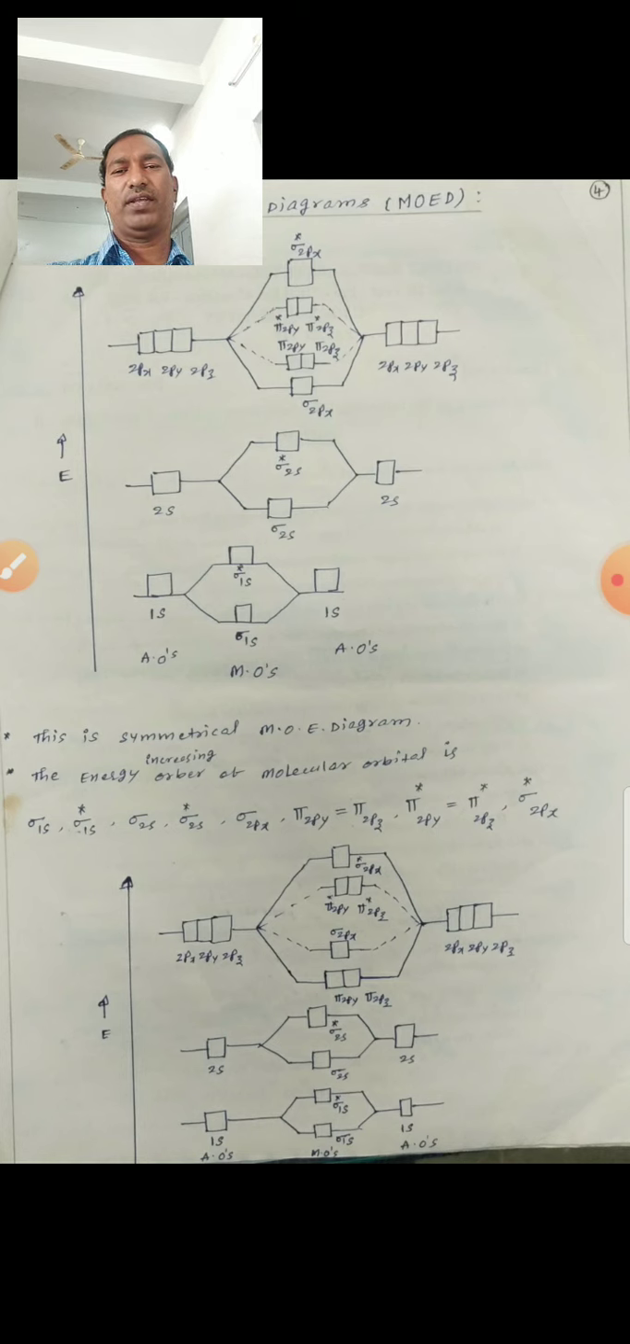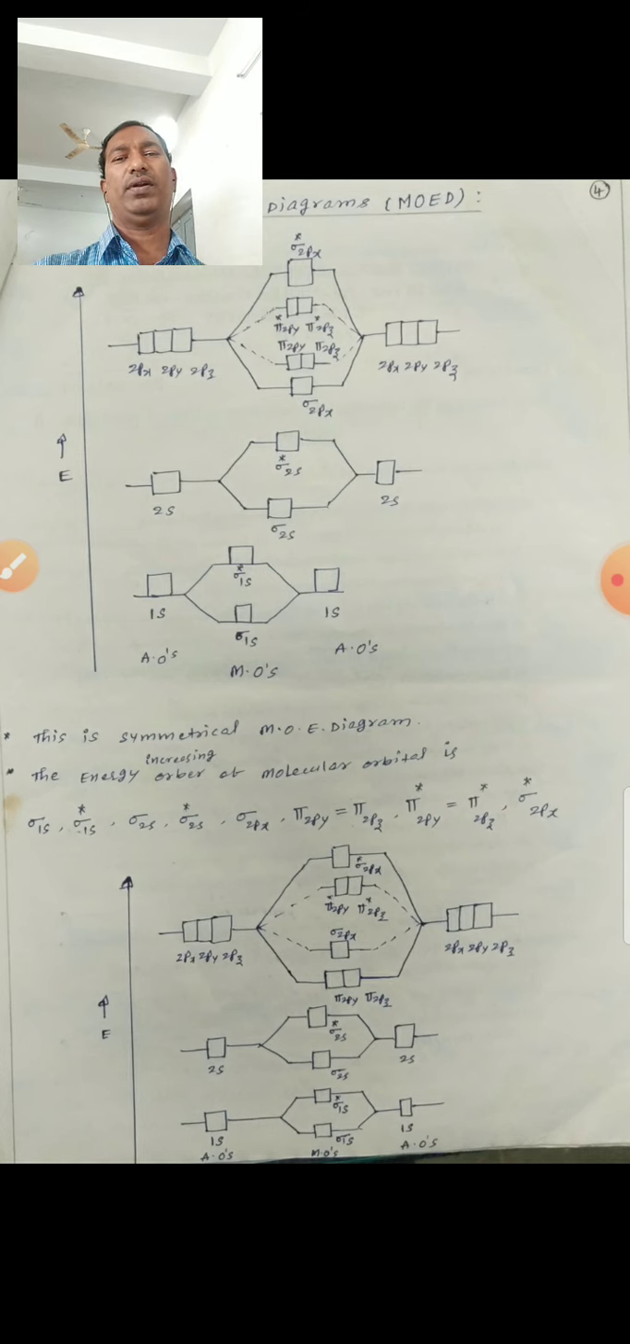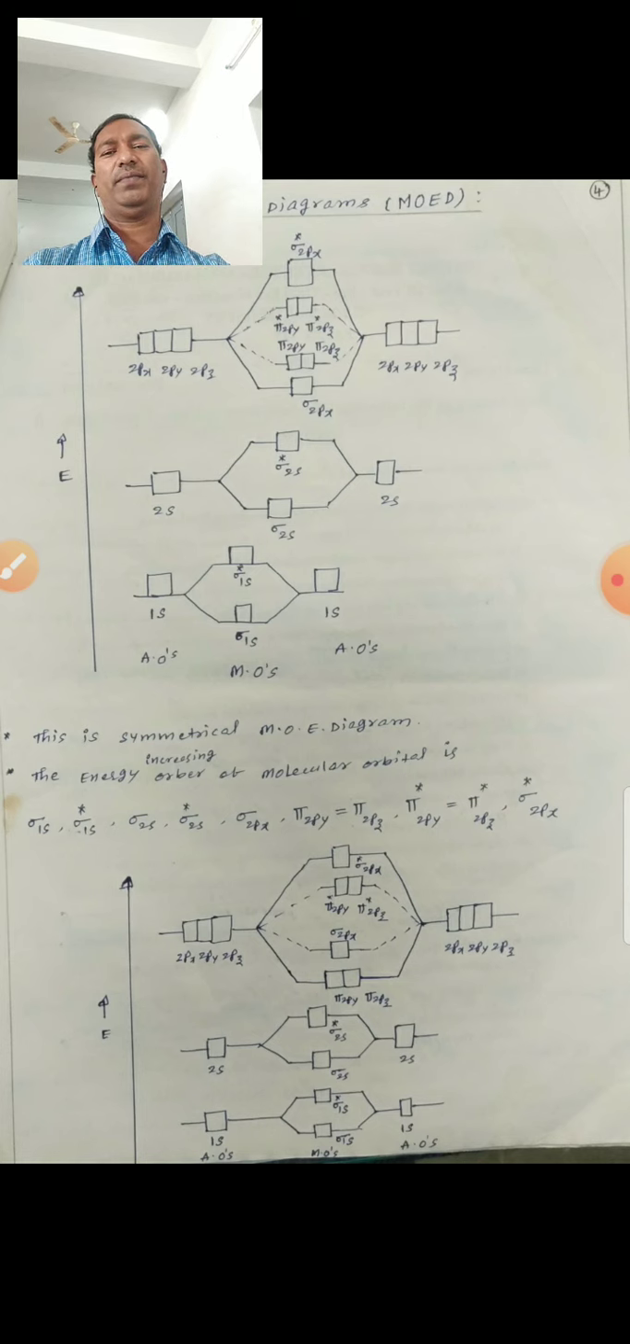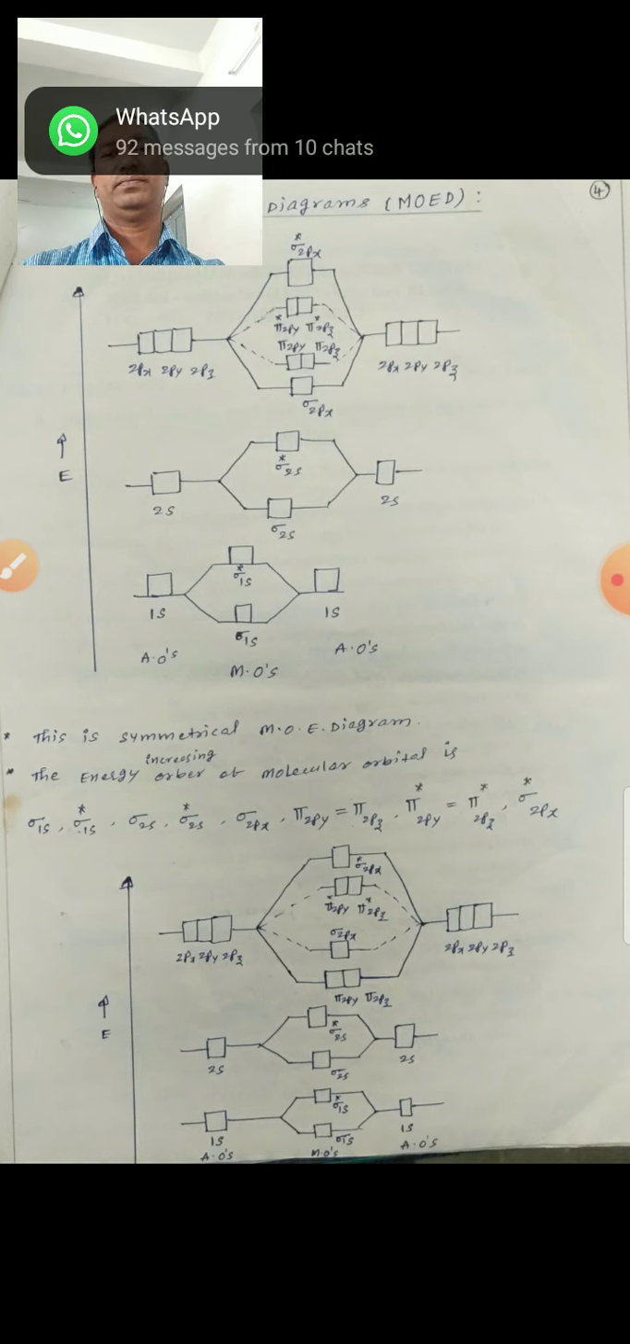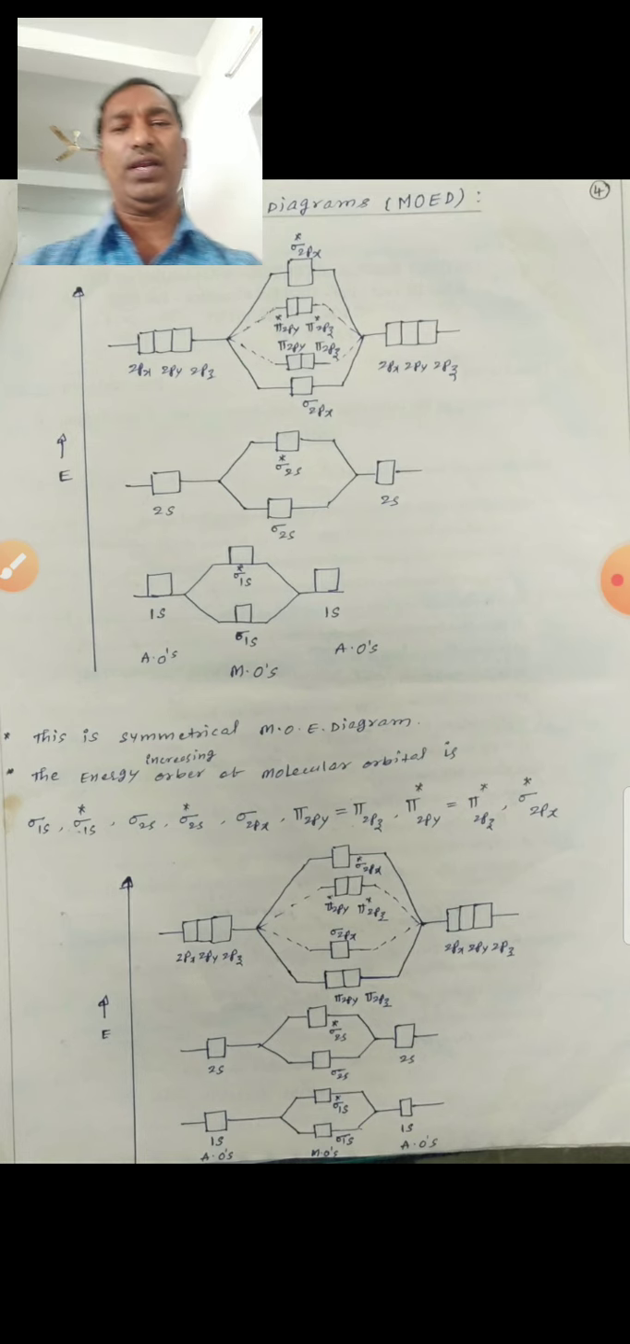So the antibonding molecular orbital is sigma star 1s. Next, the two 2s atomic orbitals combine to form two molecular orbitals. In that, sigma 2s is the bonding molecular orbital and sigma star 2s is the antibonding molecular orbital. Next, the 2p orbitals, that means px, py, pz. The 2p orbitals combine to form 6 molecular orbitals.